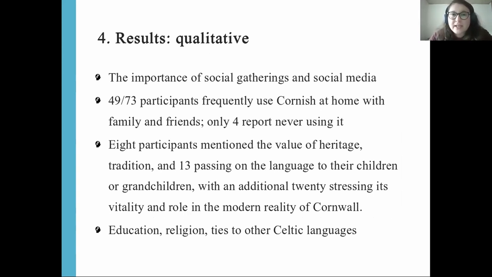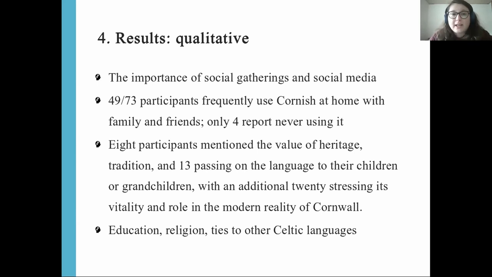I would like to now take some time to discuss the qualitative results, which were, for me personally, very informative and even better than the quantitative results. So the participants all stressed the importance of social gatherings and social media in the sense of getting together with other people, talking in Cornish and preserving the language.